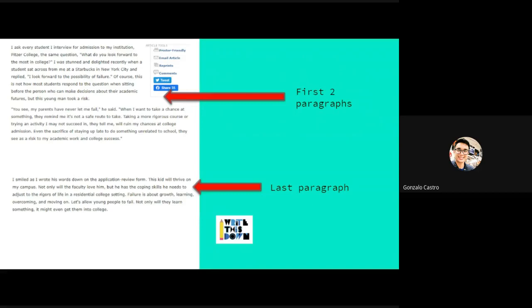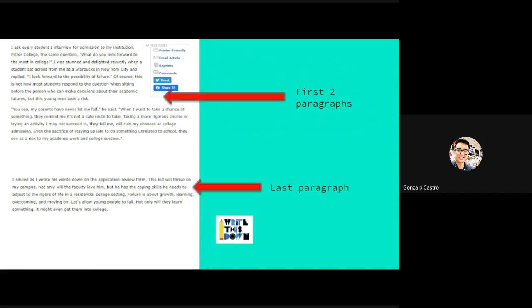So let's go ahead and take a look at these three paragraphs. I ask every student I interview for admission to my institution, Pitzer College, the same question. What do you look forward to the most in college? I was stunned and delighted recently when a student sat across from me at a Starbucks in New York City and replied, I look forward to the possibility of failure. Of course, this is not how most students respond to the question when sitting before the person who can make decisions about their academic futures, but this young man took a risk.